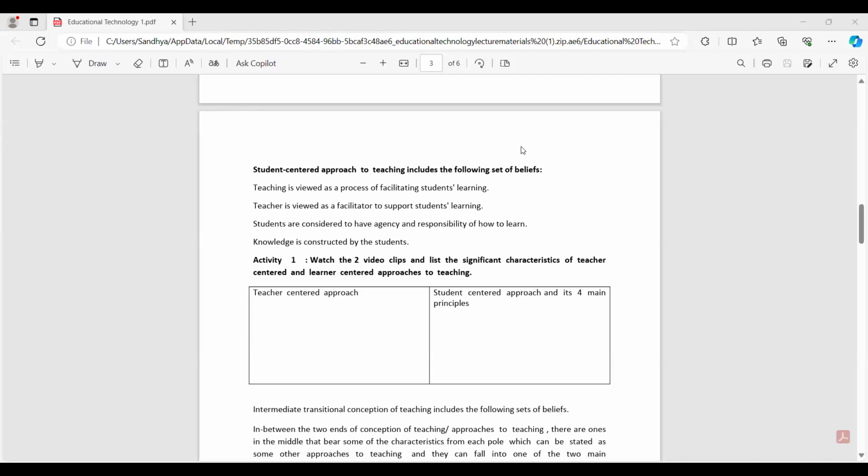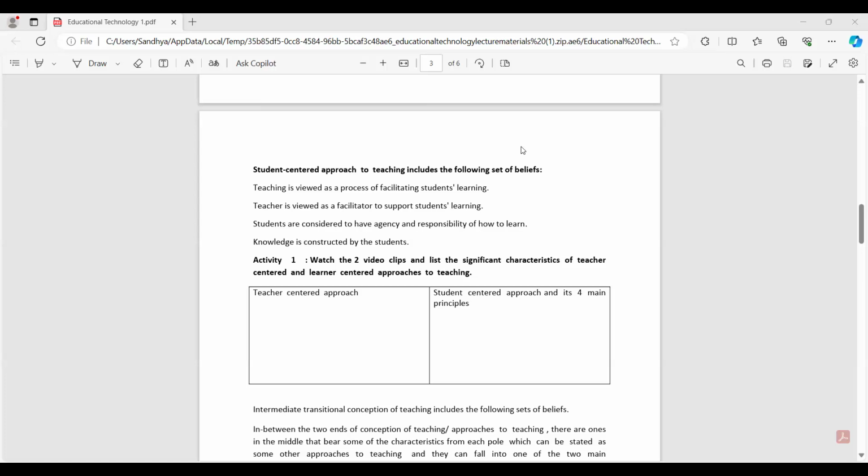Teacher-centered approach, you know what it is like. And out of the two, what is the traditional classroom? Is it teacher-centered class or the student-centered class? Teacher-centered. Yeah, teacher-centered traditional classroom.